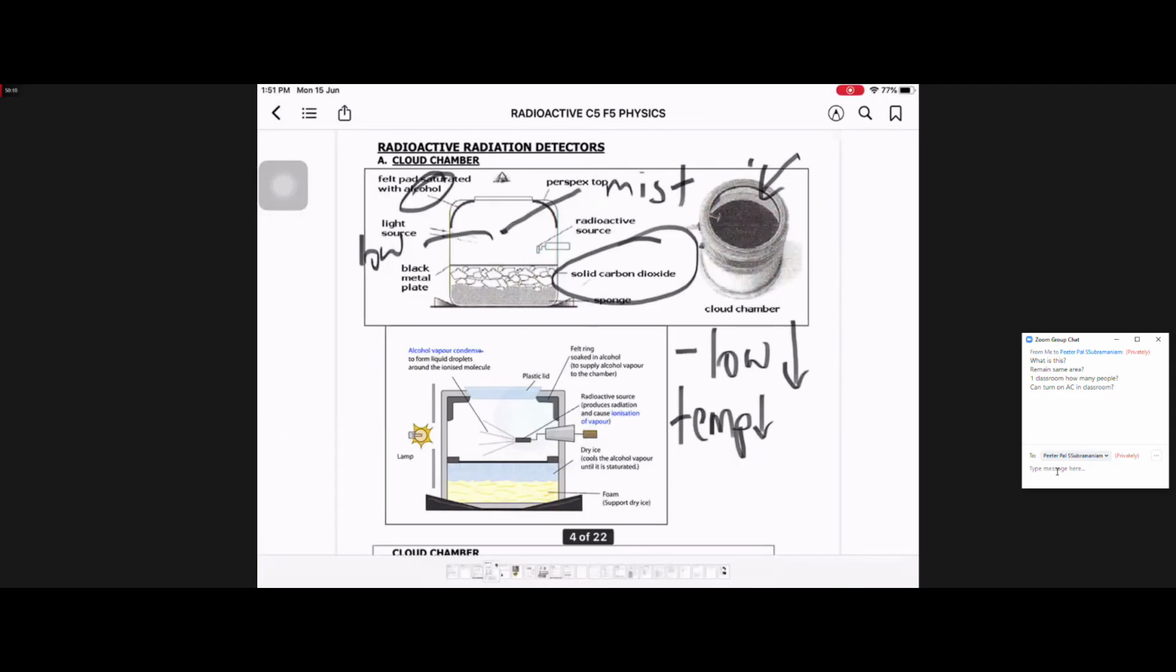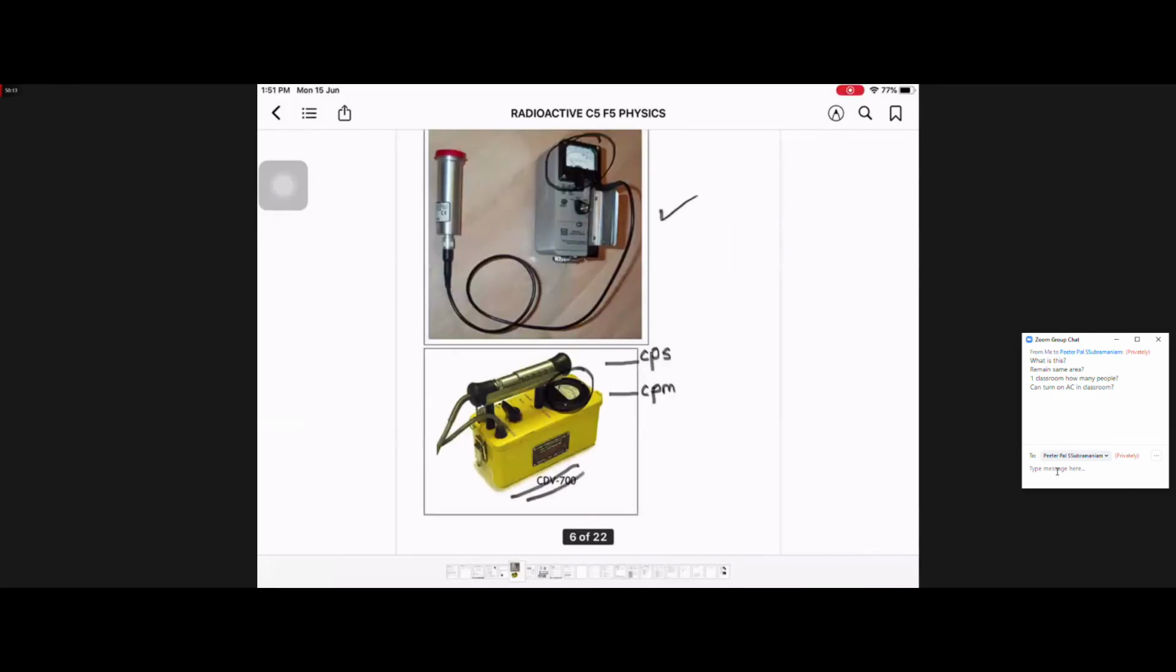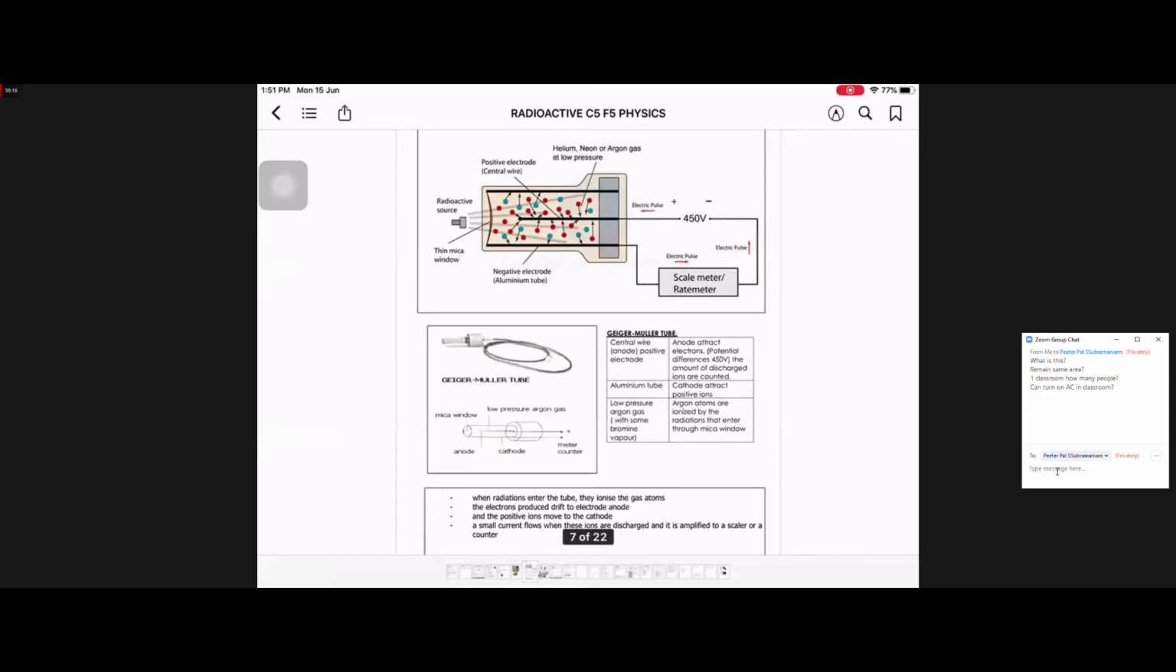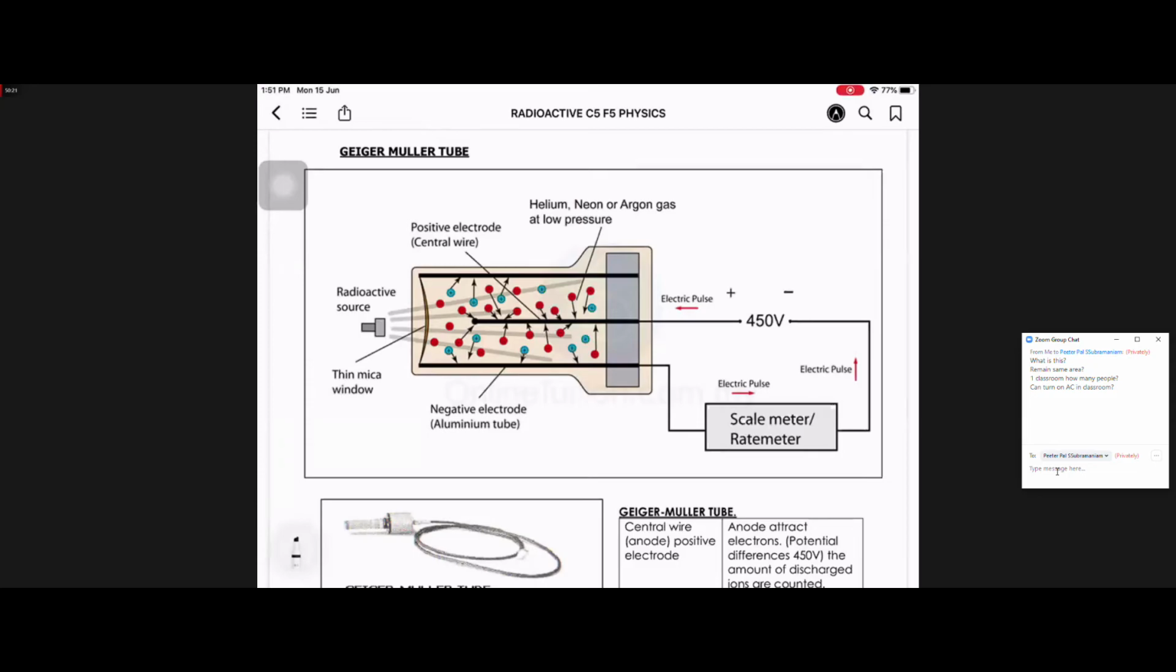Okay. Geiger-Müller. See here. If you see carefully here, it's made of a central wire, a positive electrode. So it's connected to the positive terminal. The central wire is a positive electrode, connected to a positive terminal. Then the body is made of aluminum. This body is an aluminum tube, and it's connected to the cathode.